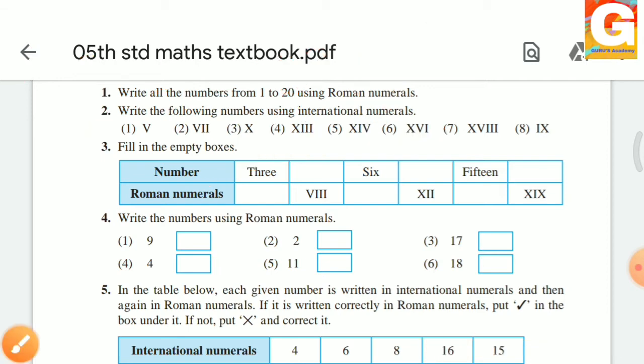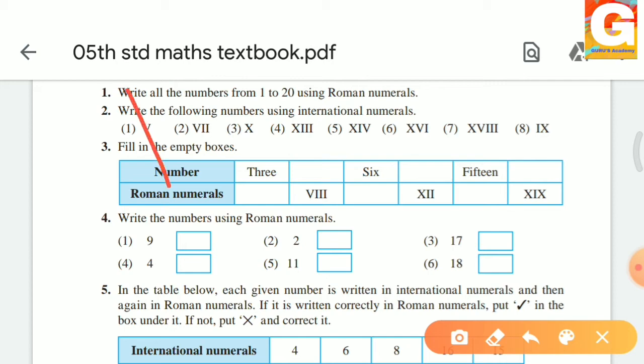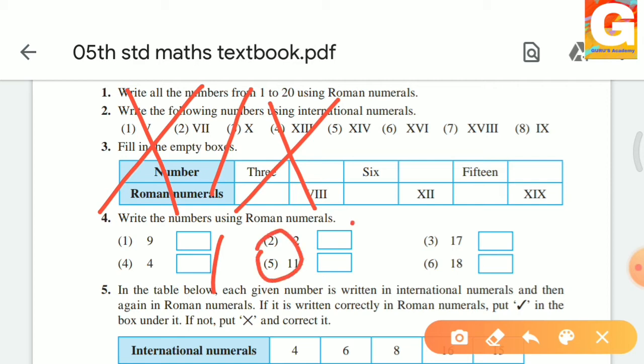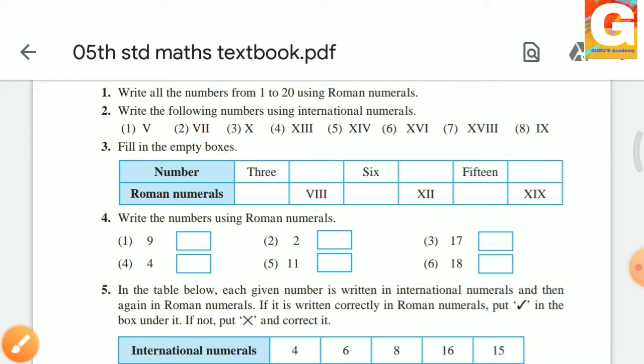And what is the last one now? Yes, last one you can see. This means your 10. What is written next to it? Next to it is what? That is your 9. That means 10 plus 9. That is your 19. That means the last number is 19.